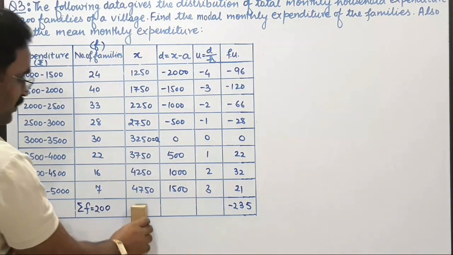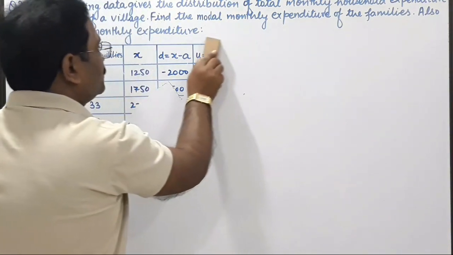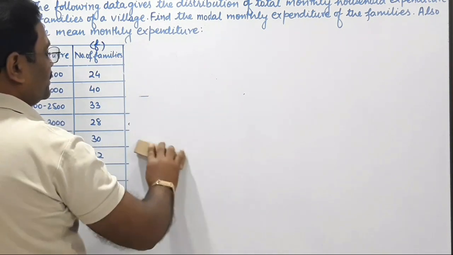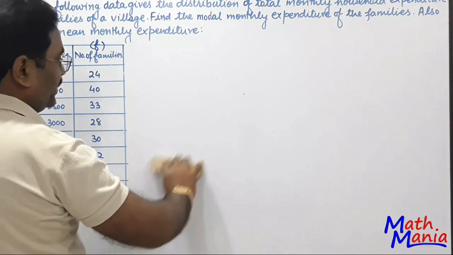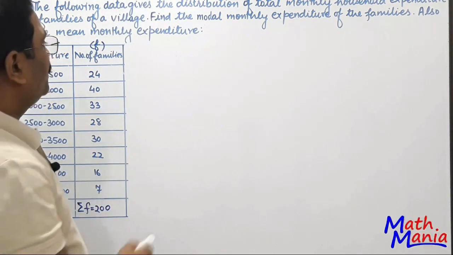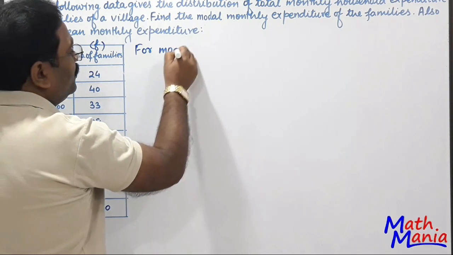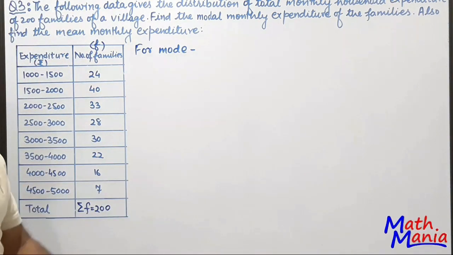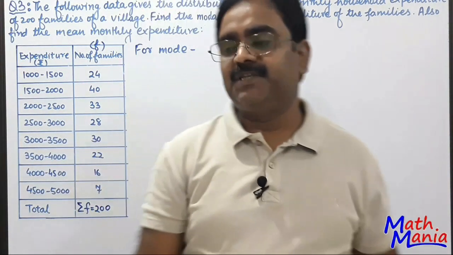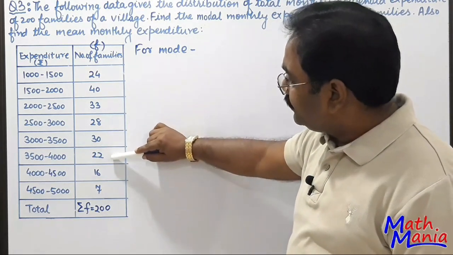These data were not required, so we need to rub these things, right? So we rub this, and afterwards we have to calculate the modal expenditure, monthly expenditure of this data which was given. To find the mode of this information, first we have to see the column of frequency and find out the maximum frequency. In this, this is 24, this is 40, 33, 28, 30, 22, 69, 7.